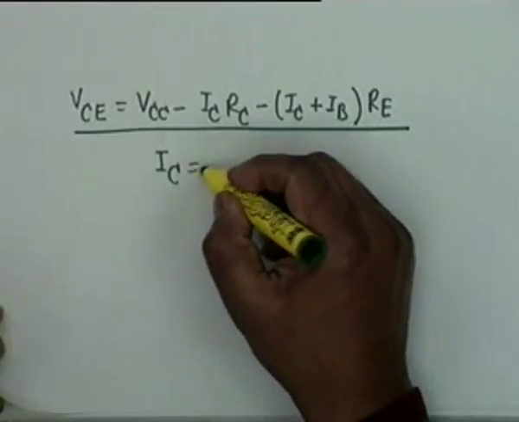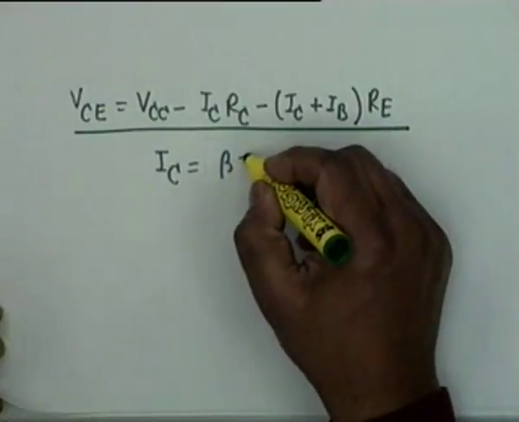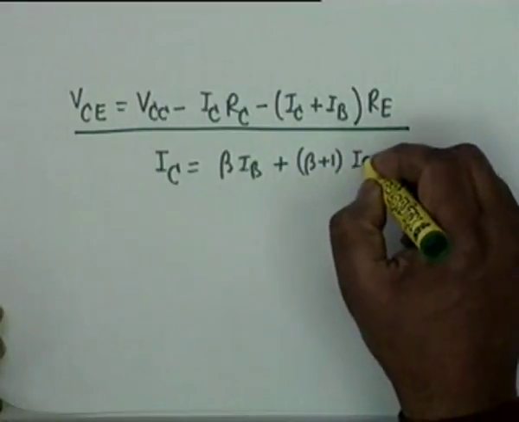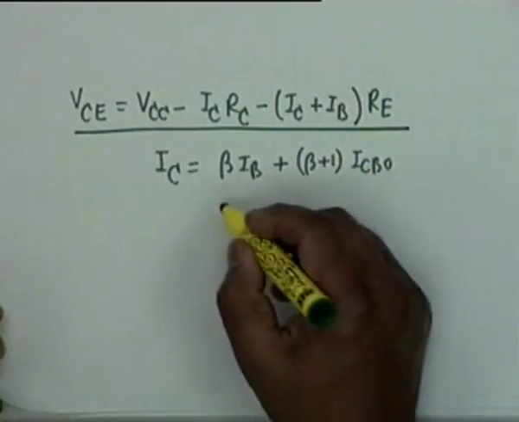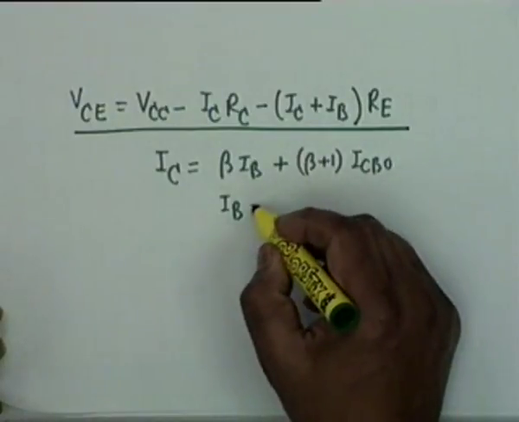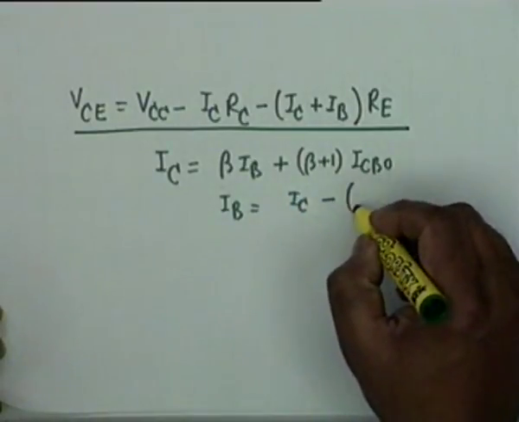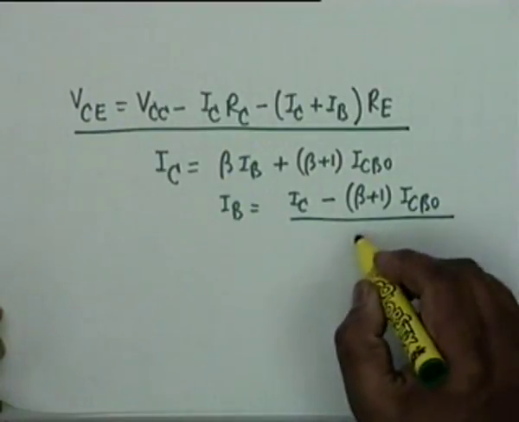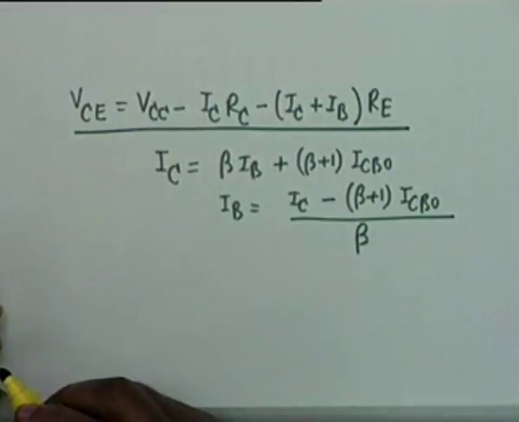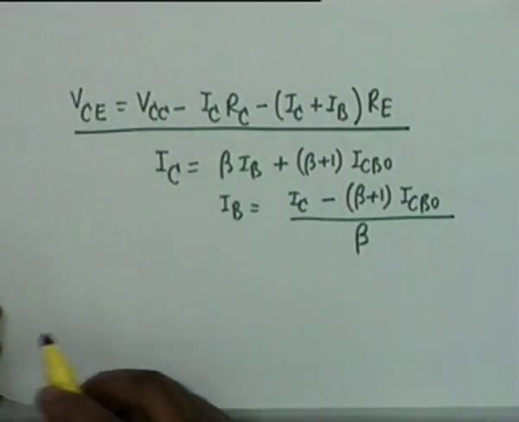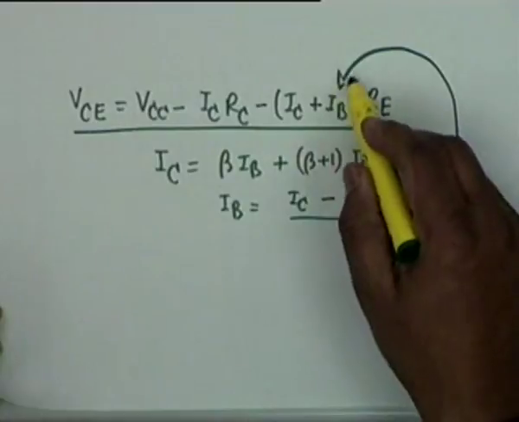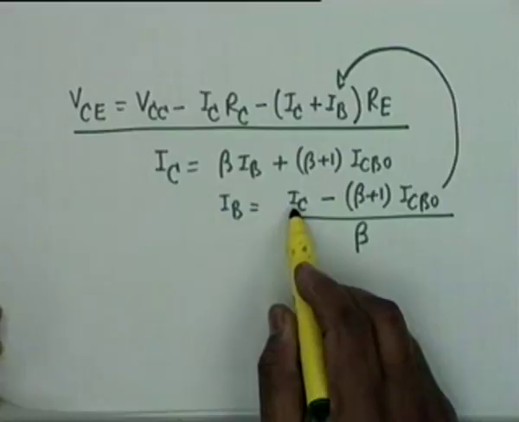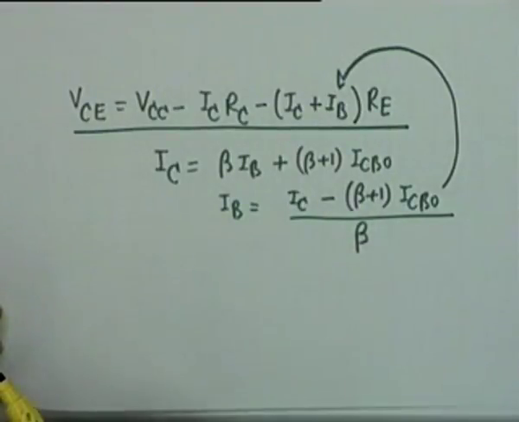So what I do is I write I sub C equal to beta I sub B plus (beta plus 1) ICBO, which means that I sub B I substitute in this as (I sub C minus (beta plus 1) ICBO) divided by beta. Agreed? And this expression I substitute here. This expression for IB, you see IB now contains IC and some parameters of the transistor.